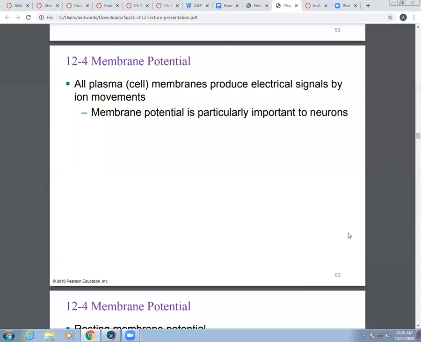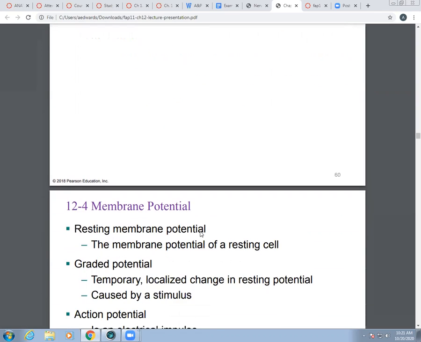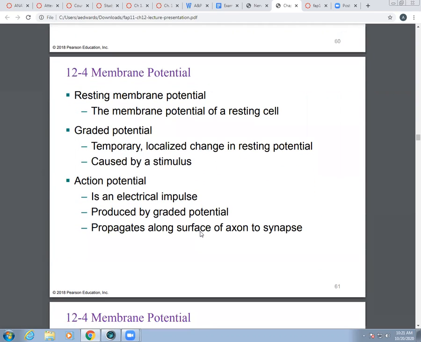All right, so all plasma membranes are going to make electrical signals through movements of ions. The neurons really rely on this membrane potential. Okay, it's very important. And so we have different types of potentials that we talk about with neurons. We have a resting membrane potential, and it just means the potential of a cell when it's at rest.